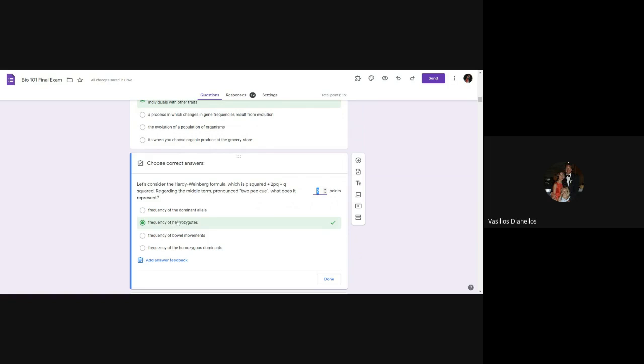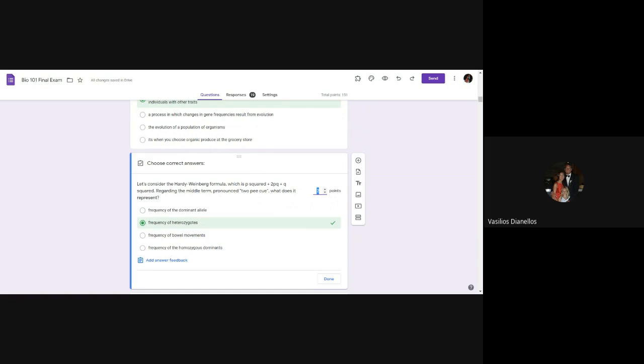Then we have here the frequency of the dominant allele. If you chose that one, you lost extra points. And here's why. When we're talking about the Hardy-Weinberg formula, when we have P squared plus 2PQ plus Q squared, there's three different options, so to speak. That tells you that we are talking about genotypes here. We're talking about homozygous dominant, homozygous recessive, or heterozygous.